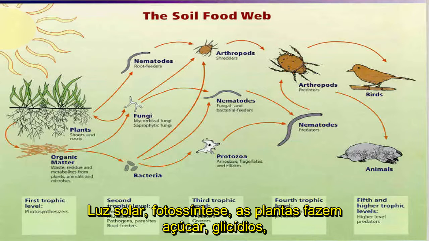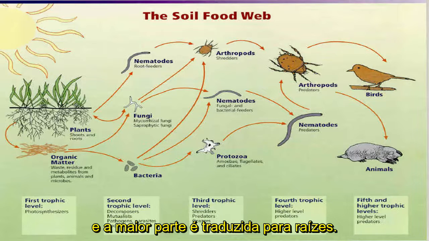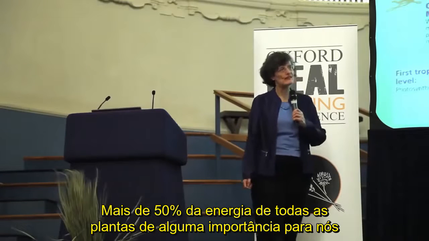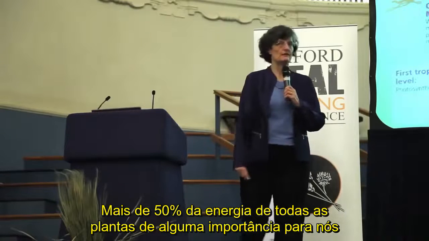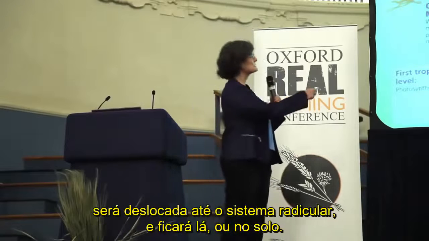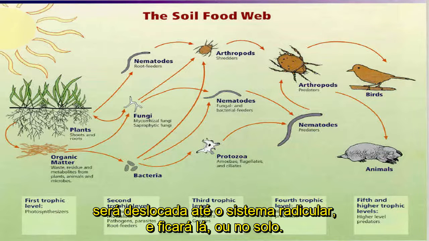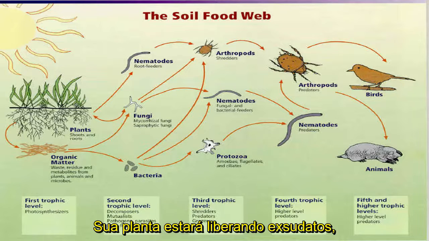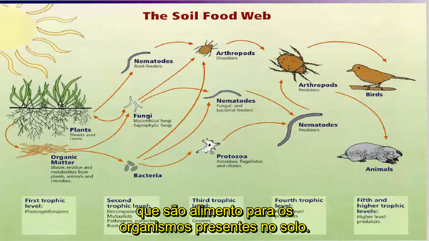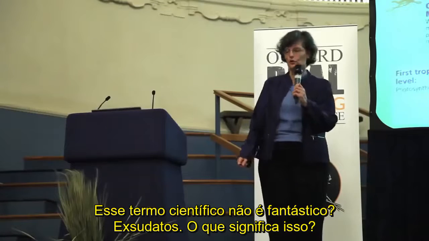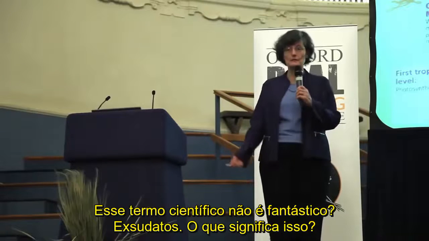So sunlight, photosynthesis, plants make sugar. Most of the sugars from photosynthesis are translated down into the root system. So over 50% of the energy of any plant we care about is going to be translocated down into the root system and stays in the root system or the soil. Your plant is putting out exudates into that soil, food to feed the organisms. Isn't that a wonderful scientific term? Exudates. What does that mean?